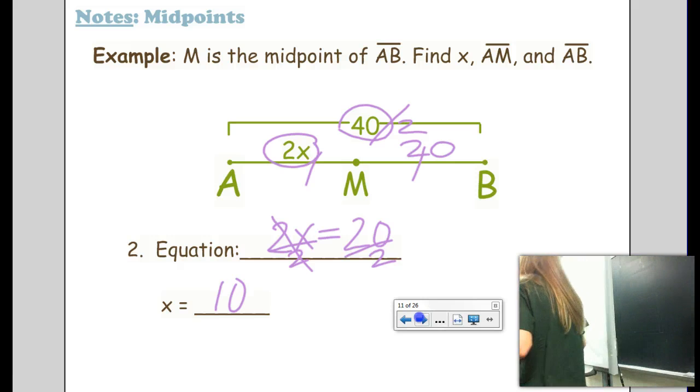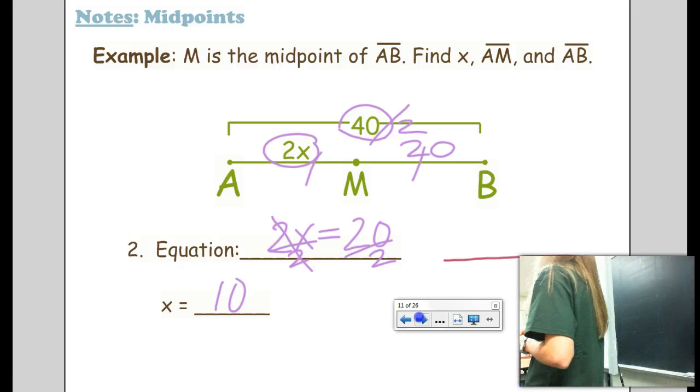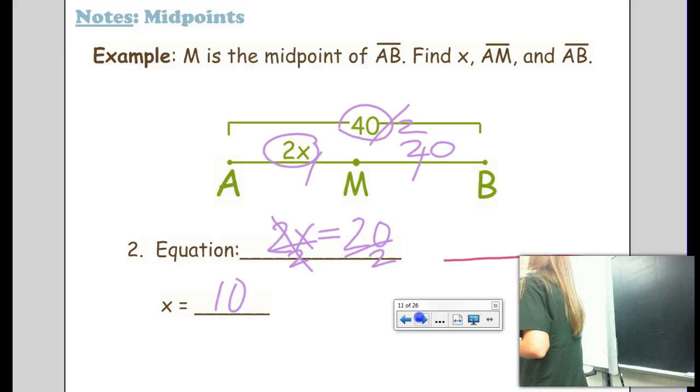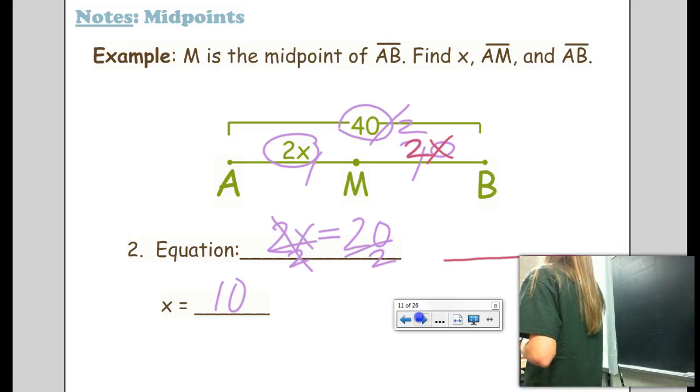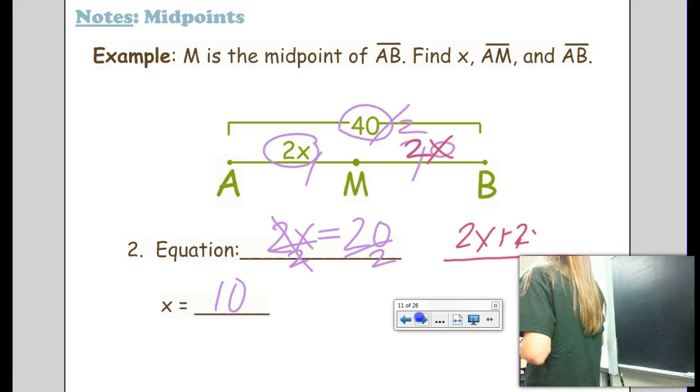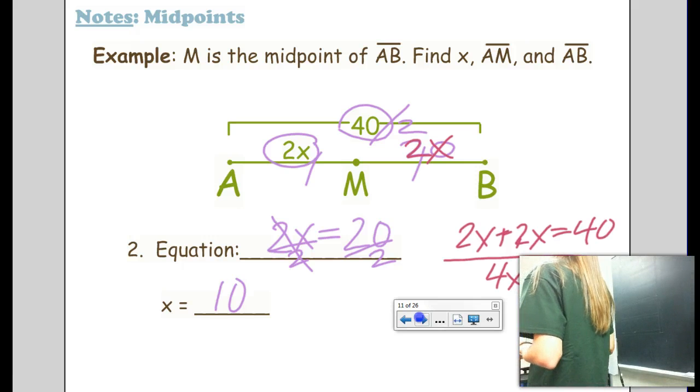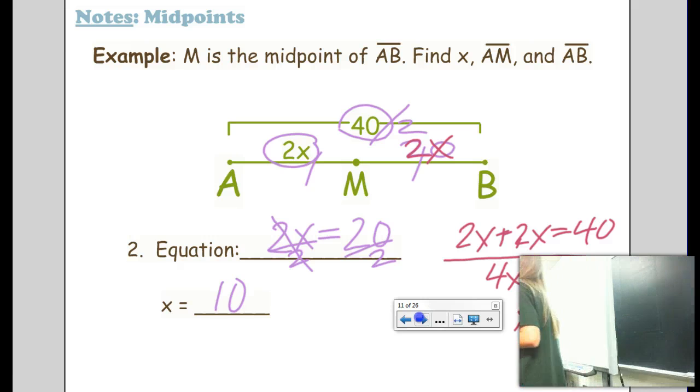Okay, let's hear it, because there is another way you can do this. You put the tick marks in between. One is right next to 2x. I put 2x on the other side. I put 2x plus 2x is equal to 40. Very good. I combine like terms. Yep. Which would make it 4x is equal to 40. Very good. Divide 40 by 4 and you get 10. You still get 10.